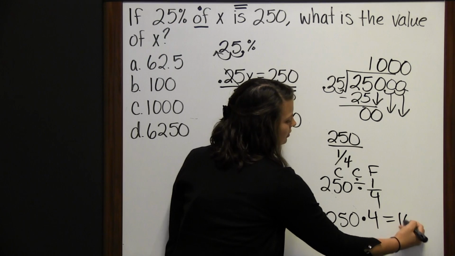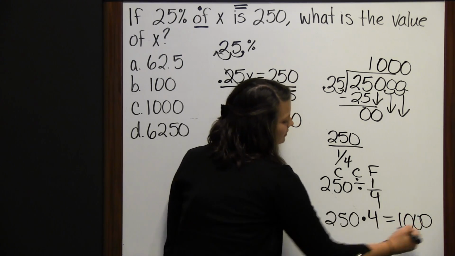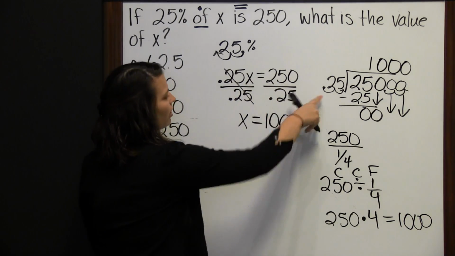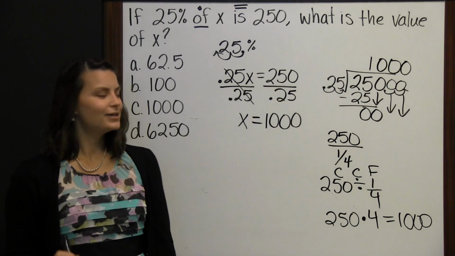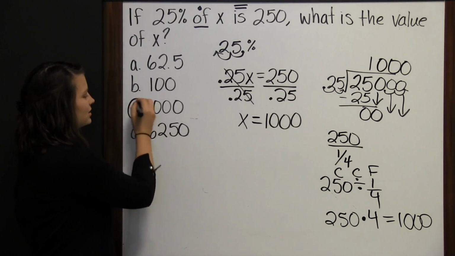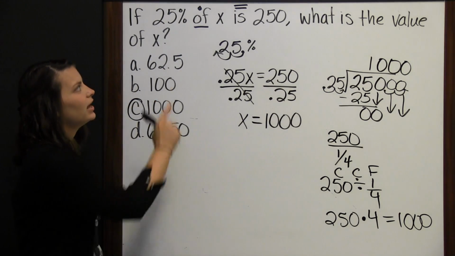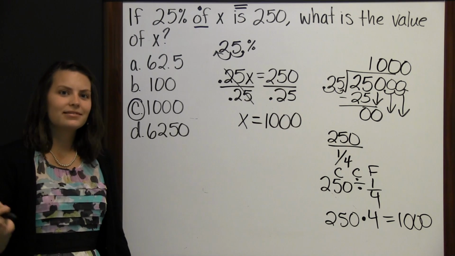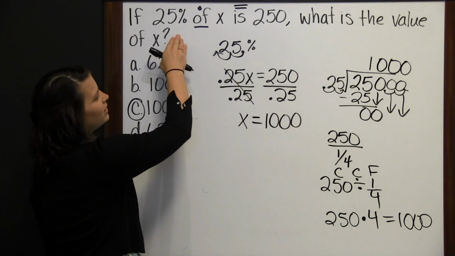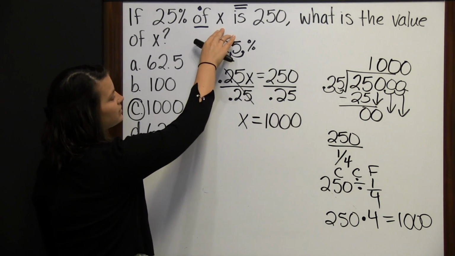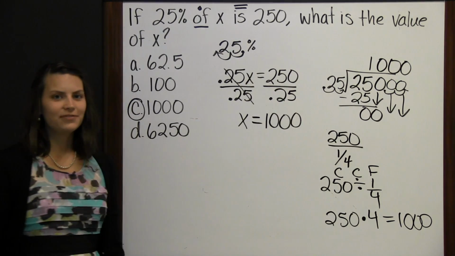250 times 4 is 1,000, which is the same thing we got when we divided with our decimal. So either way, the answer is 1,000. And if you put that back into the sentence, it makes sense. 25% of 1,000 is 250.